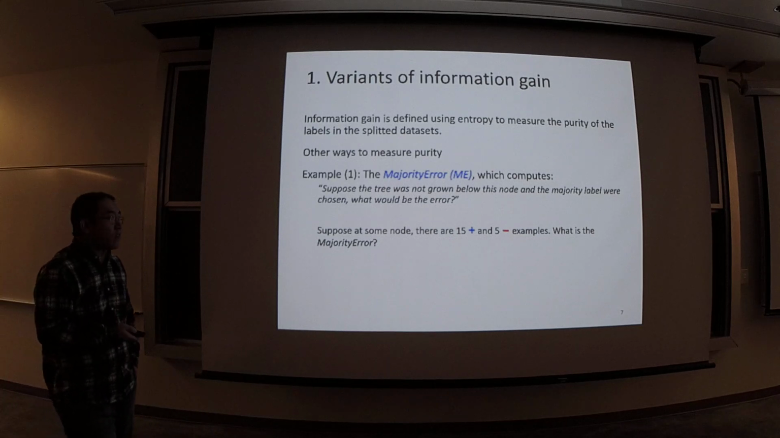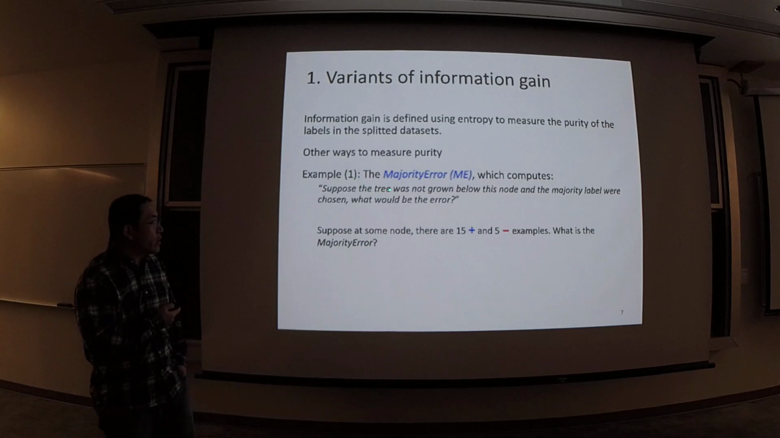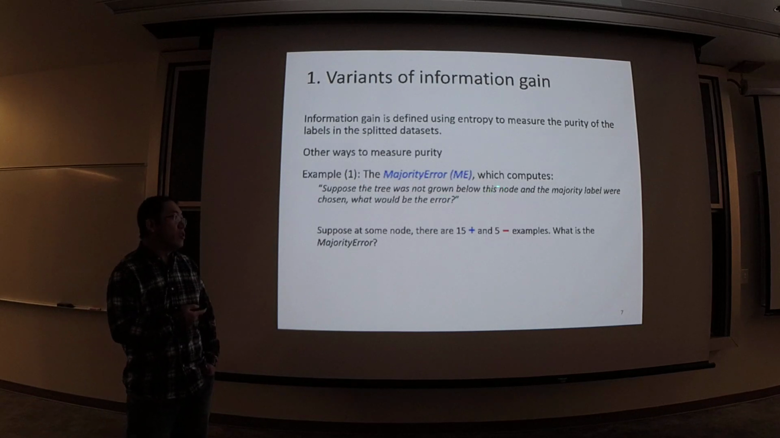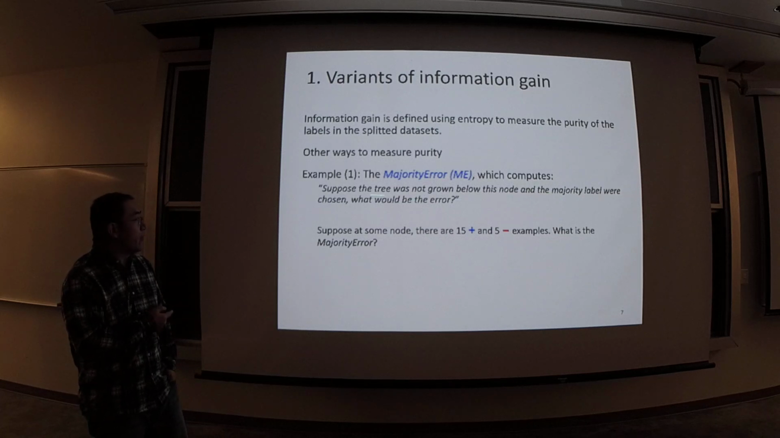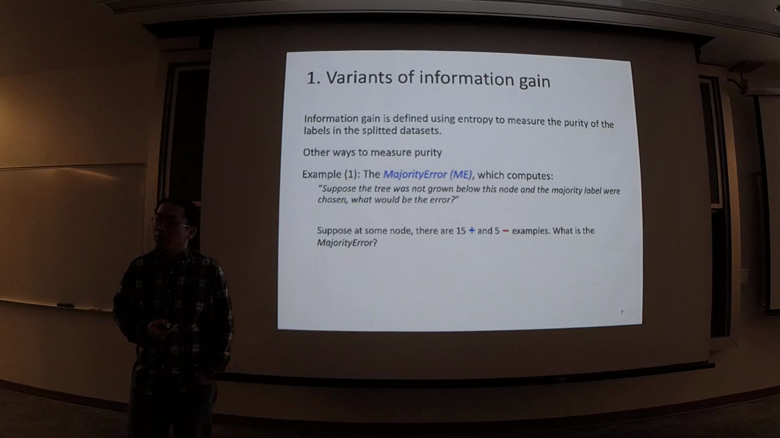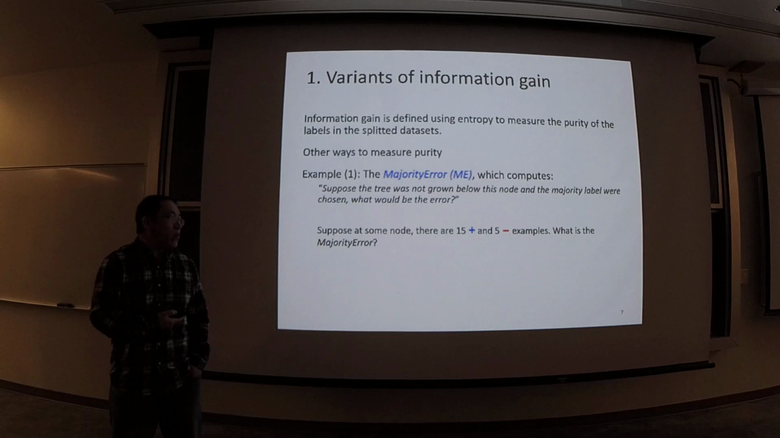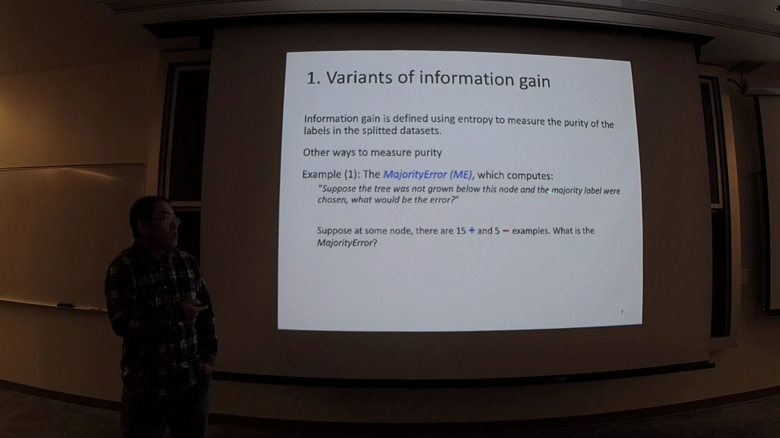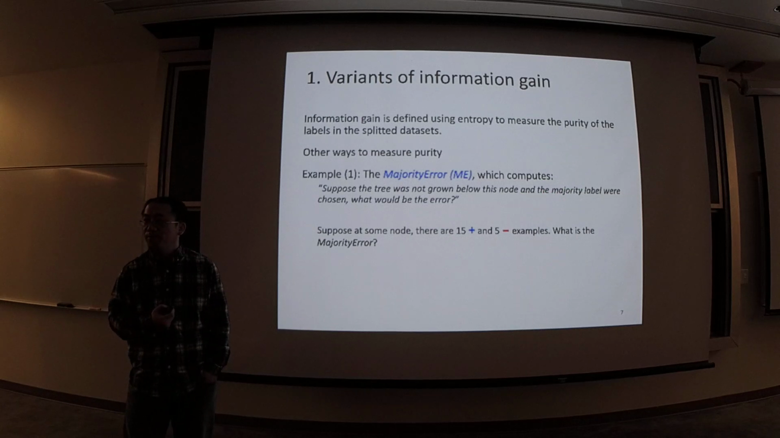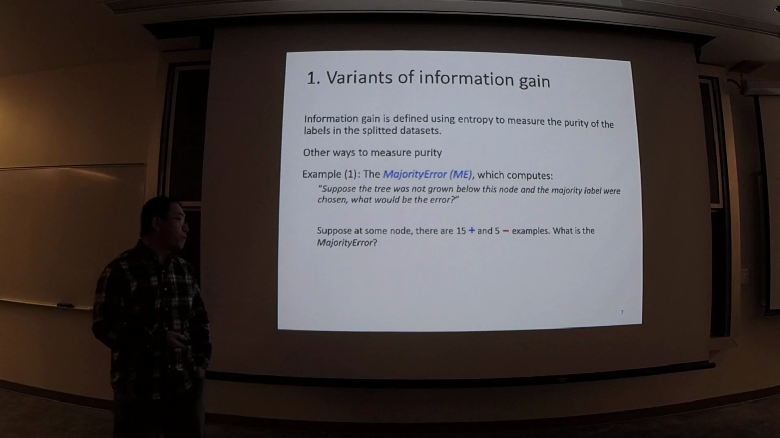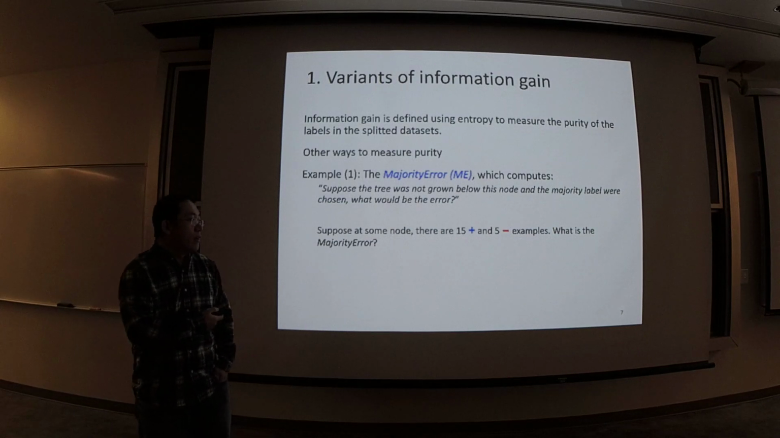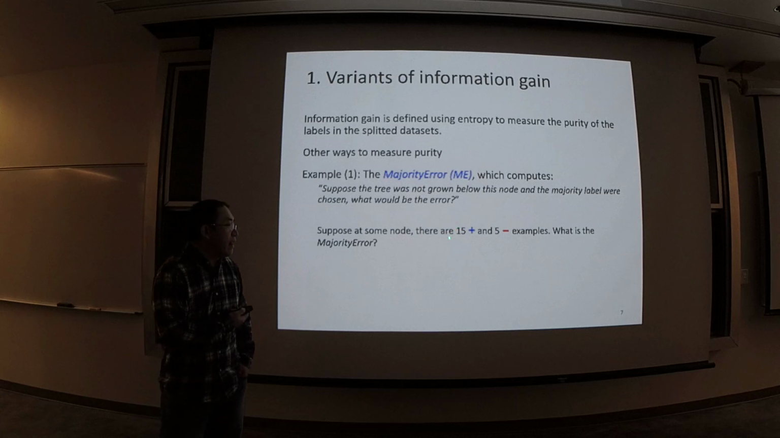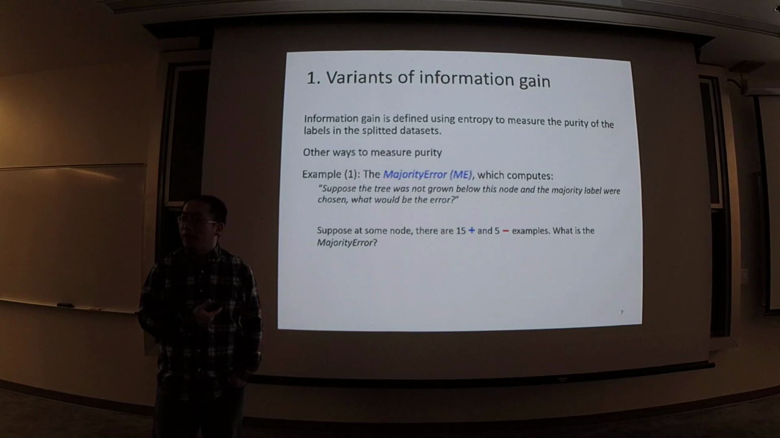Let's see the definition of majority error. Suppose the tree was not growing below this node, and I chose the majority label to make a prediction. The majority error is defined as the error of using the majority label for the prediction. For example, at some node, I have 20 examples in total, from which 15 are positive and 5 are negative. So what is the majority error?